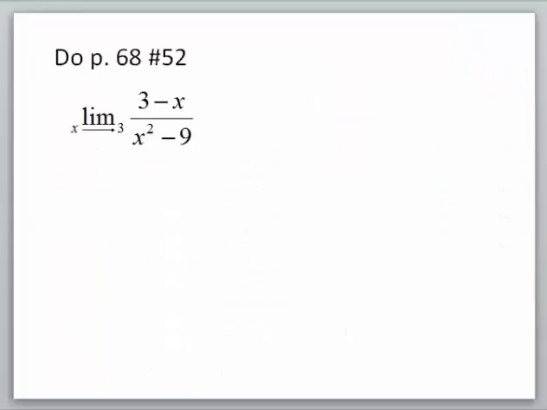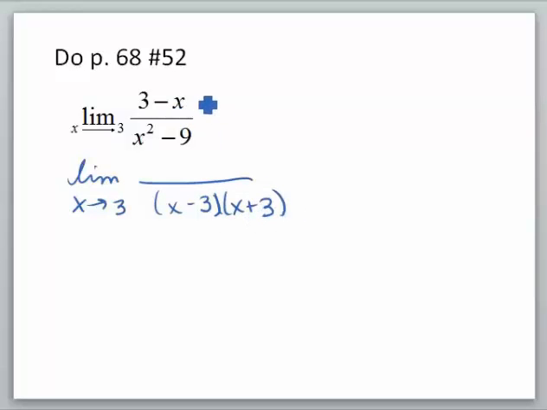In this next problem, I notice that it is factorable on the bottom, x minus 3, x plus 3. The problem, though, is that it doesn't match the top exactly. So what I'm going to have to do is factor out a negative on the top. When I factor out a negative on the top, I get negative 3 plus x.